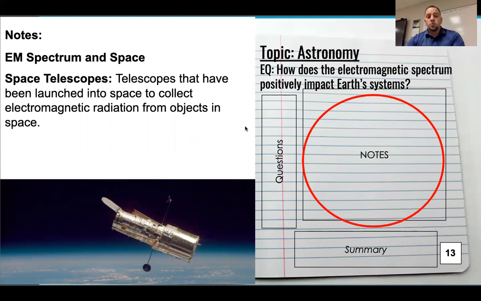So space telescopes, a lot of times we launch these telescopes into space, such as the Hubble. The Hubble was launched in 1990, 89 or 90, if I recall. We launched those into space to collect the light and electromagnetic radiation from objects in space. One of the reasons we do that is because there isn't all the light pollution that we have on Earth and the atmosphere and things like that that can also bend and distort light. When we send those out, we can see some really cool things like exploded stars and black holes.